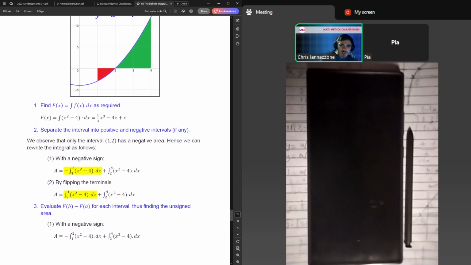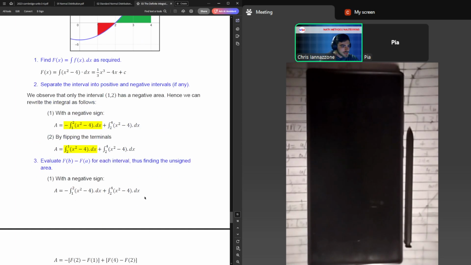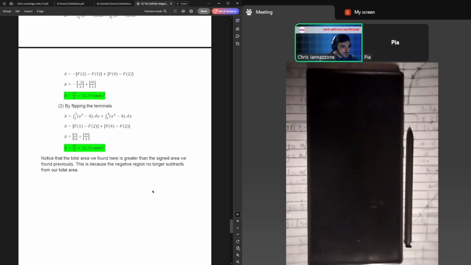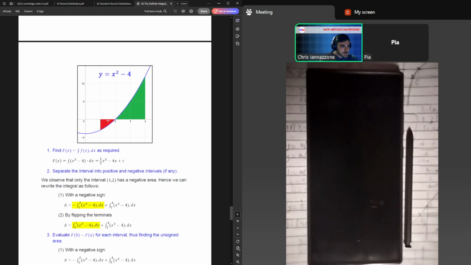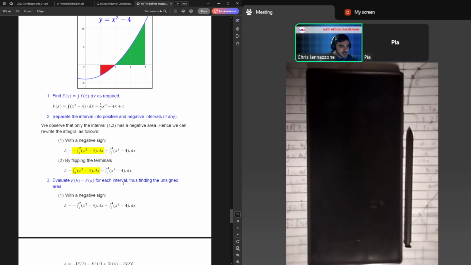From here, there's a couple of ways you can handle this negative area. The first is to literally just slap a negative sign on it, and the second is to just flip the direction of the terminals. Instead of doing 1 and then 2, you do 2 and then 1. That's pretty much it for fundamentals on how you go about handling those scenarios. From then on, it's just how do you do a definite integral? Do you need a refresher on doing definite integrals?